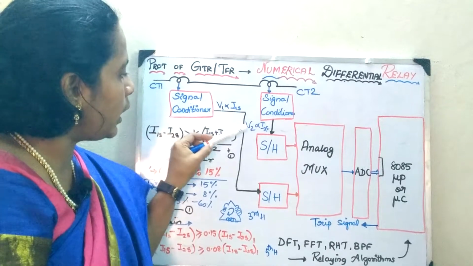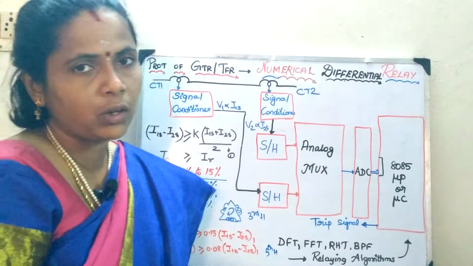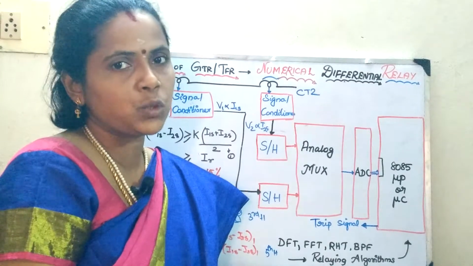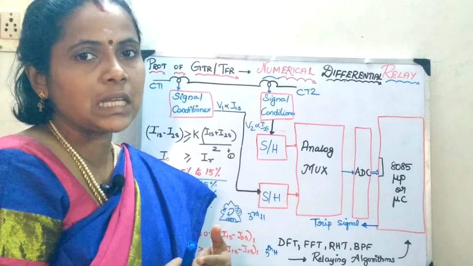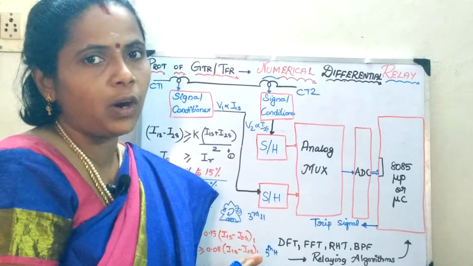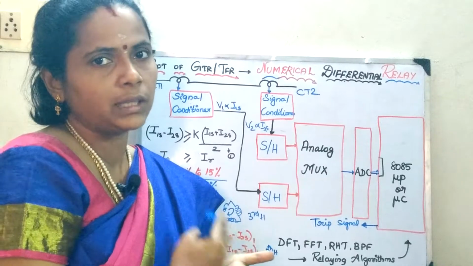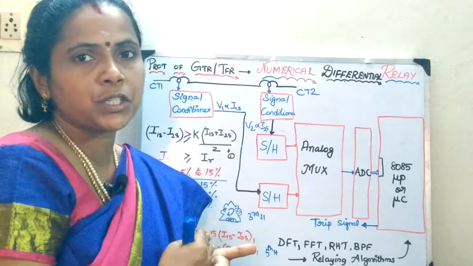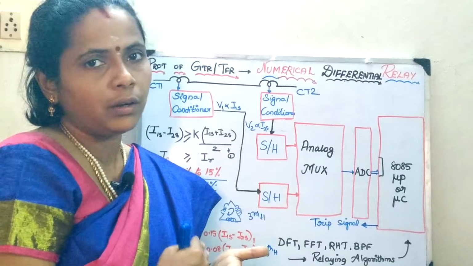Now, V1 and V2 are sufficient to pass through the digital circuitry and cause the operation in case of a fault. This differential protection is very sensitive to internal faults and gives a high restraint condition for external faults. Thus, differential protection is a very suitable protection for relaying.